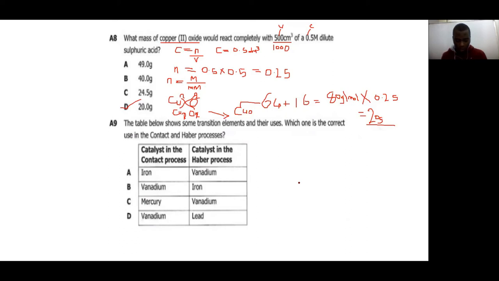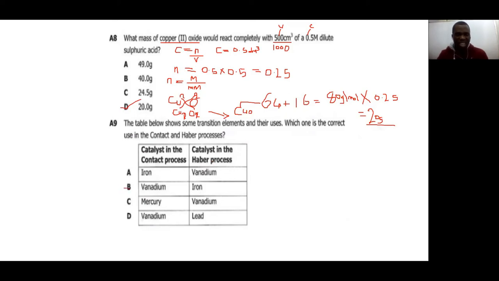Having known this, we should also ask ourselves, what is the contact process? The contact process is the current method of producing sulfuric acid. Platinum was initially used as a catalyst for this reaction. However, it is susceptible to reacting with the arsenic impurities in the sulfur feedstock. So instead, they use vanadium. So we are saying here we use vanadium, then in the Haber process, we use iron.